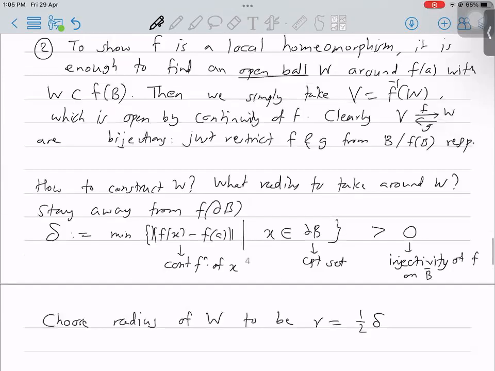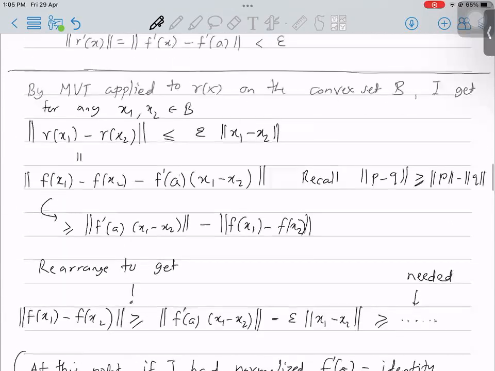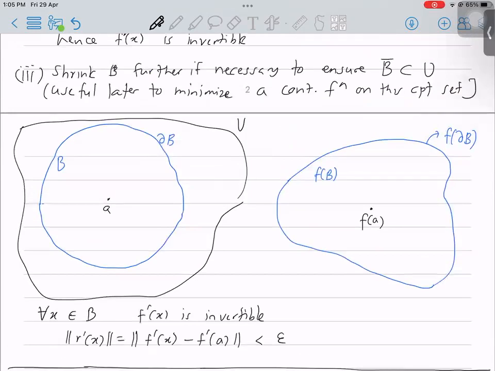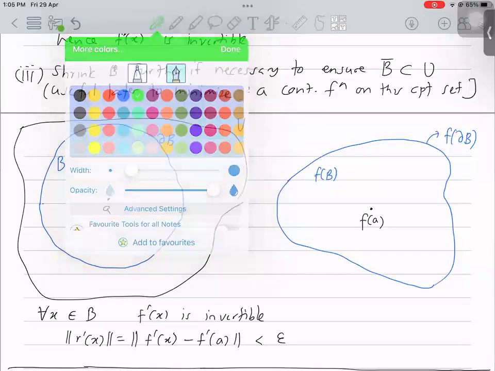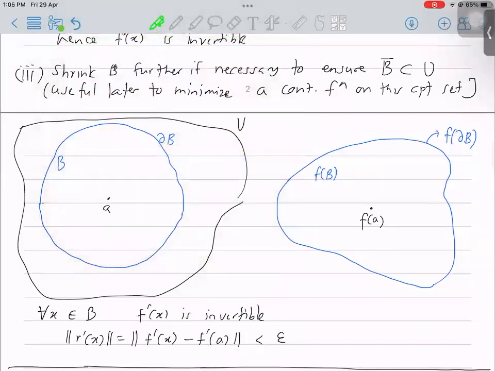So let us now do this in the picture here. This distance is something, and now let's use some other color. Here I choose this ball. In fact, my ball is slightly bigger than, but okay, schematically this is okay. So this is R, and R is less than half of delta.